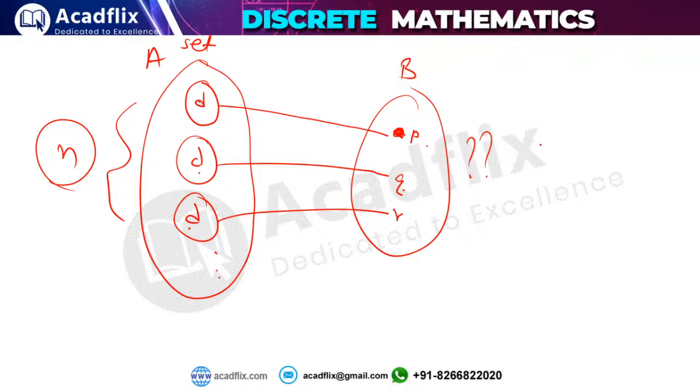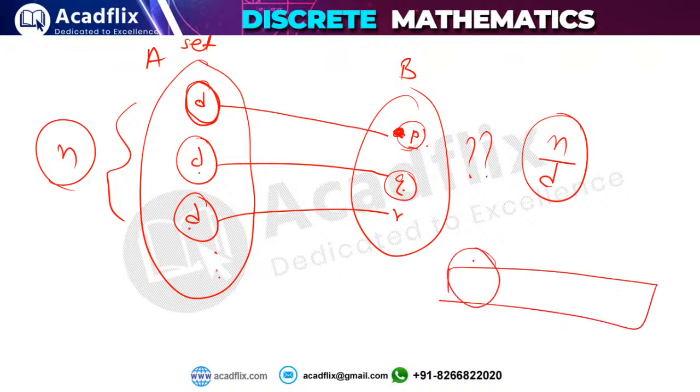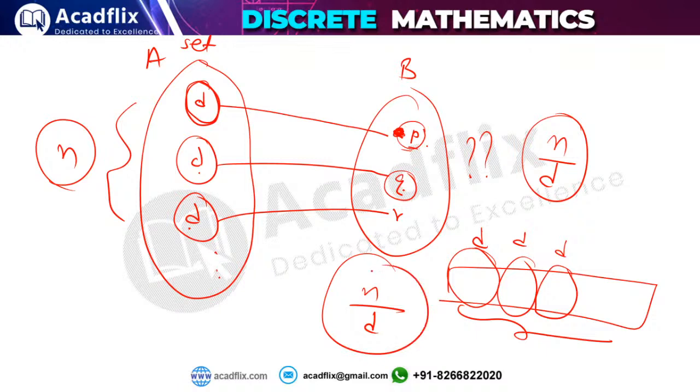So yes, you have guessed it right. The answer will be N by D. Because you see, these D elements are assigned to P. Means for these D elements, you have one element. Basically for every D elements, you have one element. So how many elements will be there? There will be N divided by D.